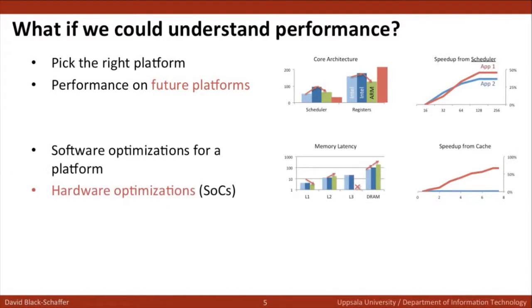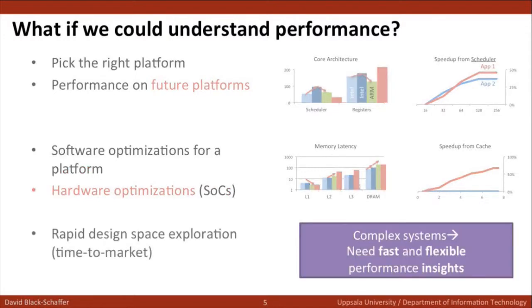If you're building an SoC, why not go in and figure out what is the right set of latencies for your application? Really do effective hardware-software co-design. And of course, if we can do this all quickly, we can do design space exploration. That is, we can afford to now find the right combination of software and hardware for what we want. So if we could do all of this stuff, we could do great stuff for our complex systems. But in order to do it, we need a fast way to be able to look at all these different designs. So we need fast and flexible ability to provide us with insights about the performance.